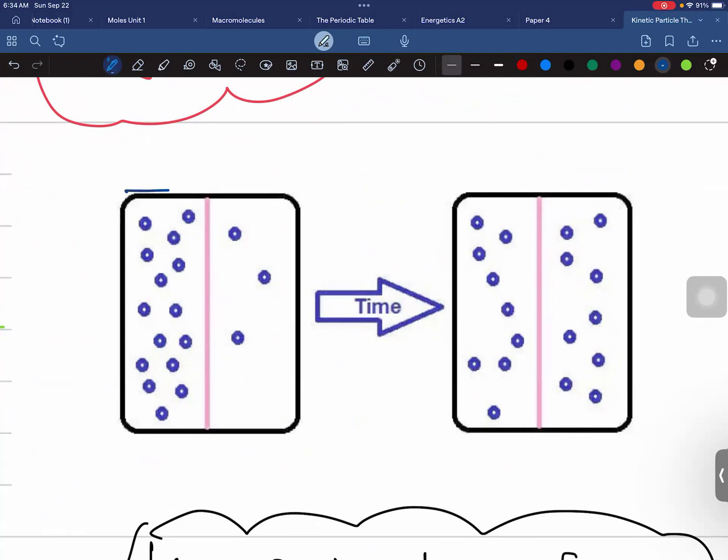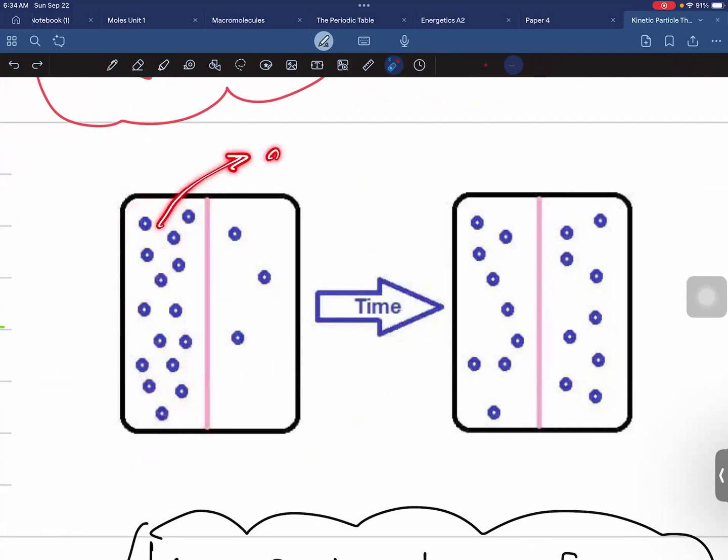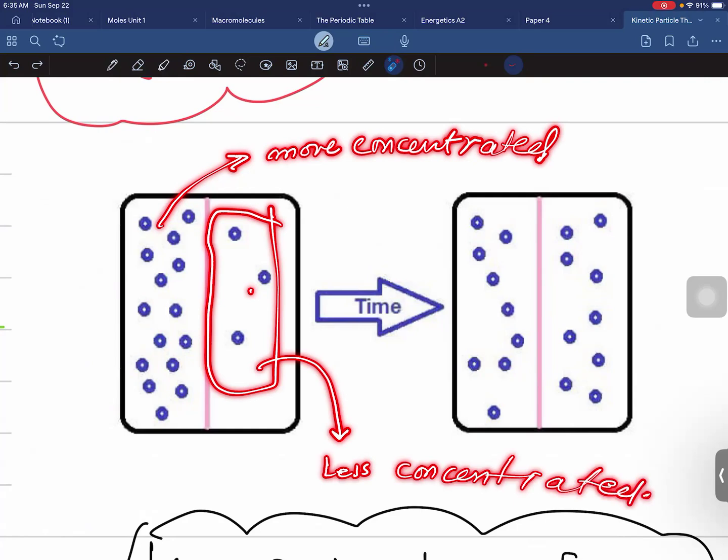Let's suppose we have a container in which I have two compartments, just like that. All the gases are over here, so you can say it's more concentrated. When the number of particles is higher, we can say that it has a higher concentration. Concentration means the number of particles. Here we have very few particles, so we can say that this is less concentrated, lower concentration.